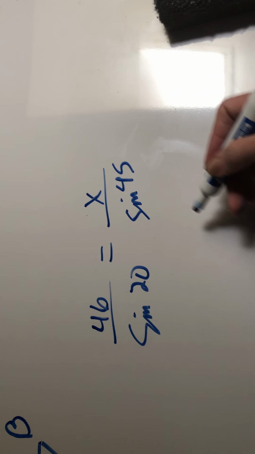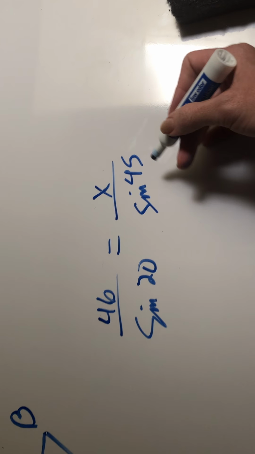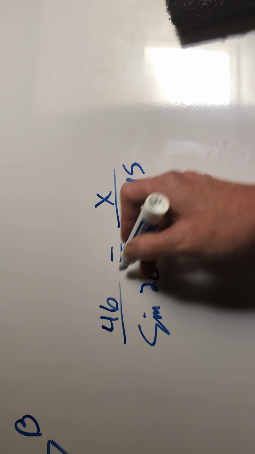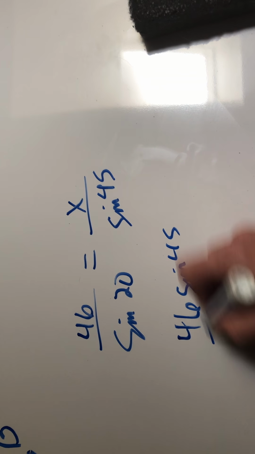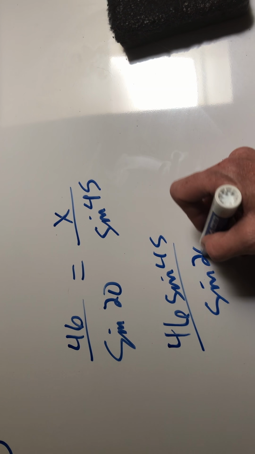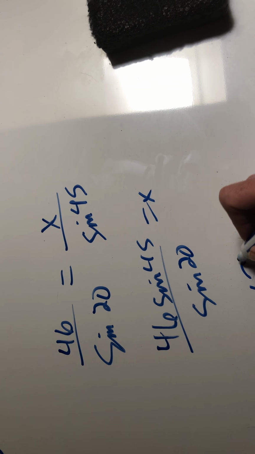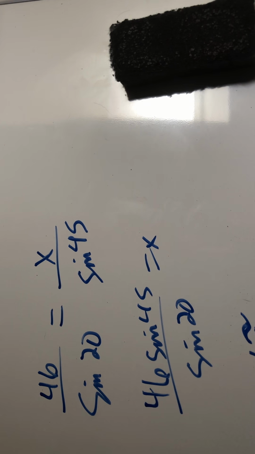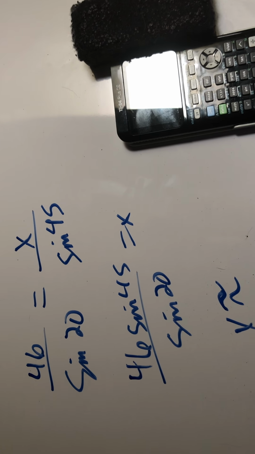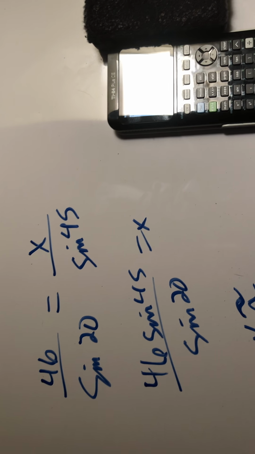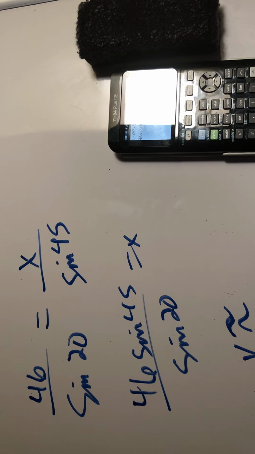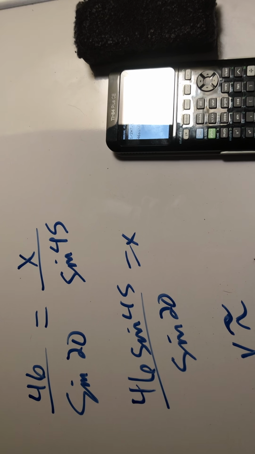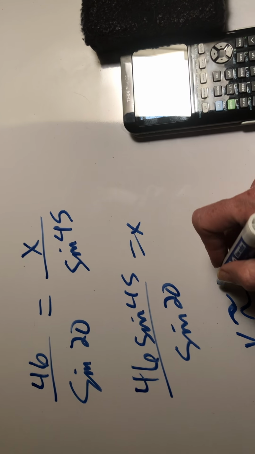Okay, and then again, just like on the other video, there's only one move that has to be made. That sine 45 has to move up to the 46. So 46 sine 45 over sine 20 equals x. And then type that in your calculator and round it to whatever you have to round it to. Sometimes hundredths, sometimes whole number. So 46 sine 45 divided by sine 20 gives about 30.